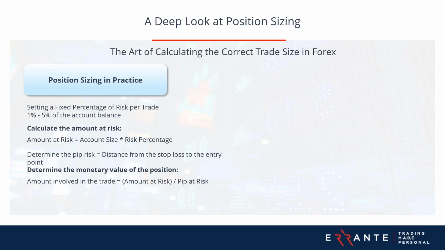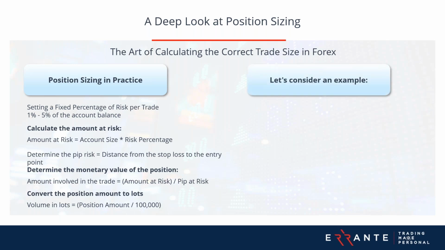Then we get to determining the monetary value of the position. Divide the amount at risk by the pips at risk to get the monetary value of each pip movement. And then you can convert the position amount to lots. Finally, convert the total monetary value of the position into lots to understand how much volume you should be trading. It's very, very simple.